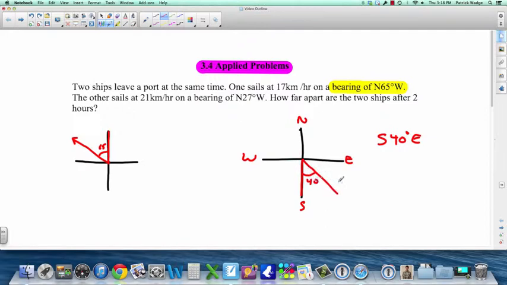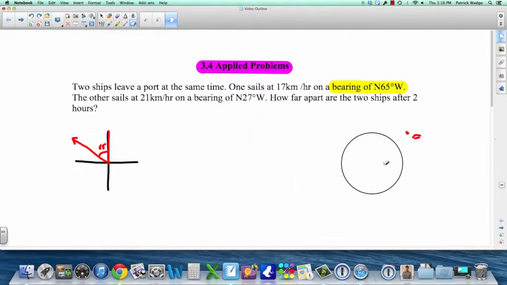This is 40 degrees. By the way, if this is 40 degrees, how much is this angle here? Well, this one and that one together make a right angle. There's a right angle right there. So this is 50 degrees. Okay? That's bearing. We did it last year and you didn't like it. I don't know if you'll like it anymore this year.